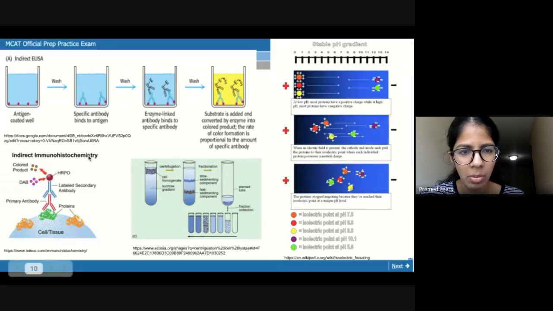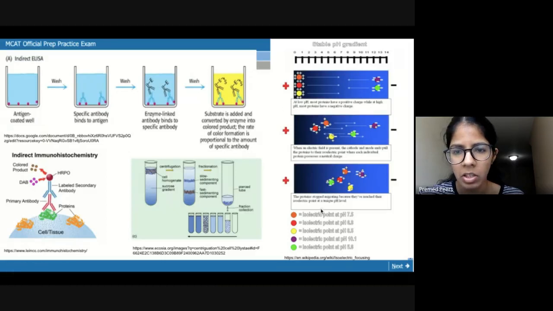And then immunohistochemistry is detecting what antigen you have on the surface of a cell. So if you're trying to identify this green one, you recognize it with an antibody and then give it some kind of label so that you're able to recognize that in your experimentation.